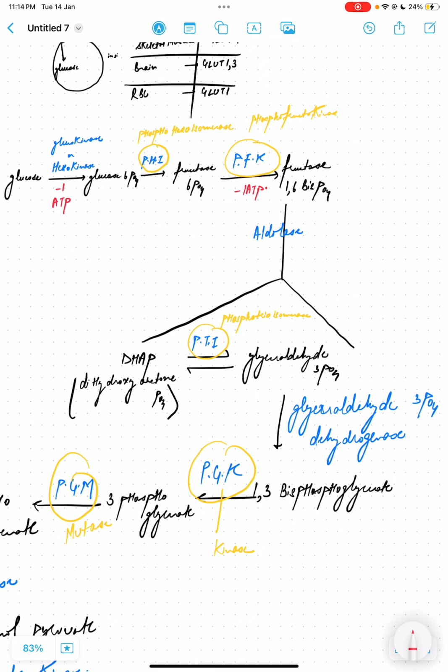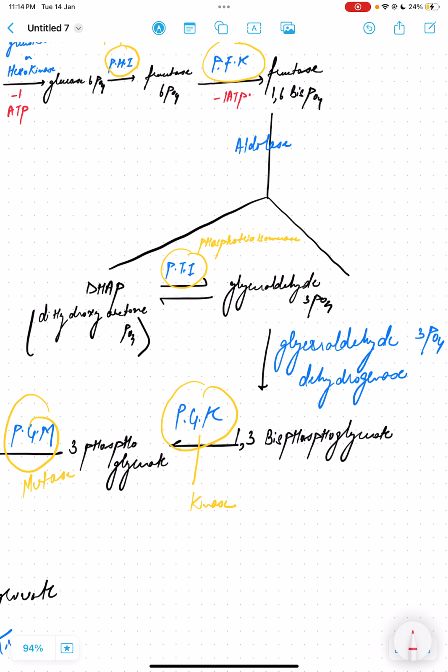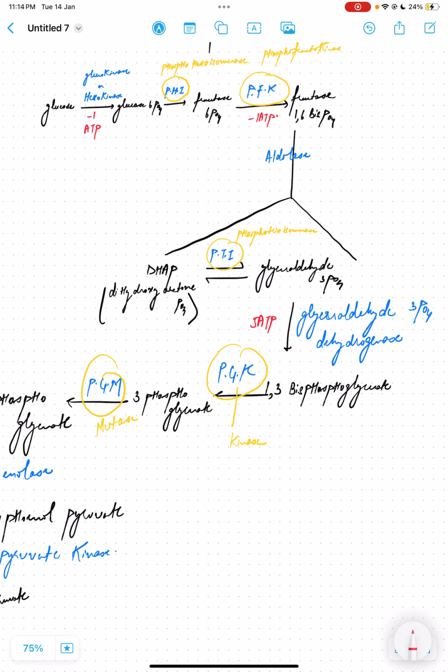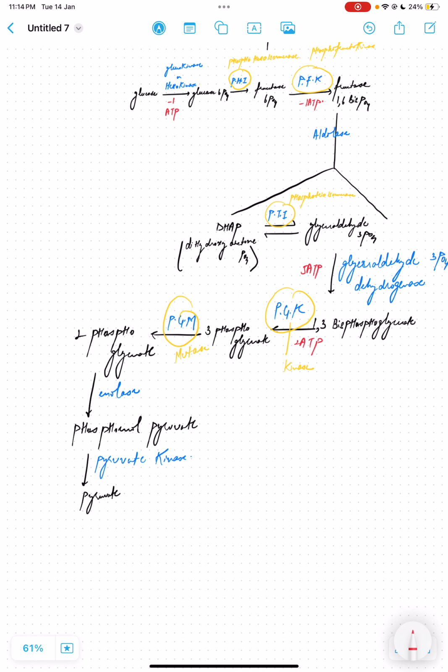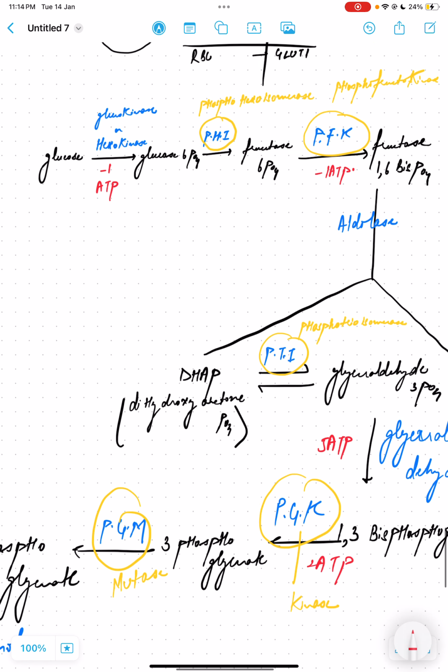Now during the conversion of glyceraldehyde 3-phosphate to 1,3-bisphosphoglycerate, there will be the production of 5 ATP molecules. And from the conversion of 1,3-bisphosphoglycerate to 3-phosphoglycerate, there will be the production of 2 ATP molecules. And from phosphoenol pyruvate to pyruvate, there will be another 2 ATP molecules produced. So from glucose to glucose 6-phosphate, 1 ATP is consumed, and from fructose 6-phosphate to fructose 1,6-bisphosphate, 1 ATP is consumed.